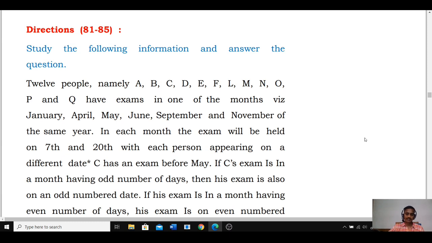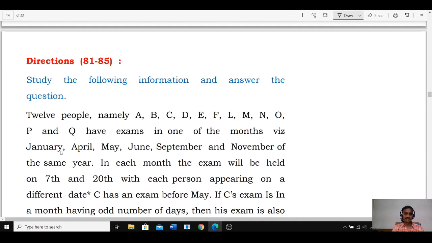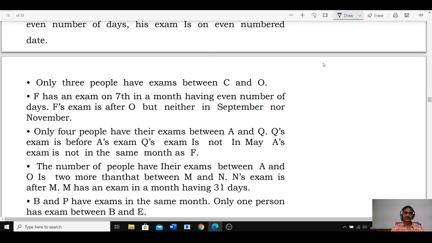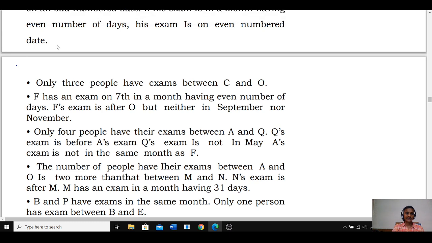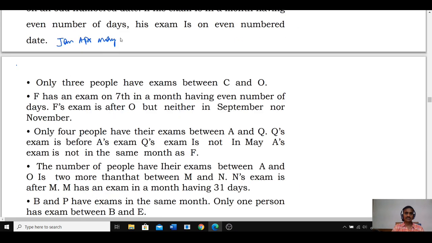Questions 81 to 85. Now in this question numbers 81 to 85, this is again based on the same type of question. 12 people A, B, C, D, E, F, L, M, N, O, P, Q have exams in one of the months, 6 different months on 2 different dates, isn't it? Now almost similar to the previous one. Then the months are: Jan, April, May, June, September, November.